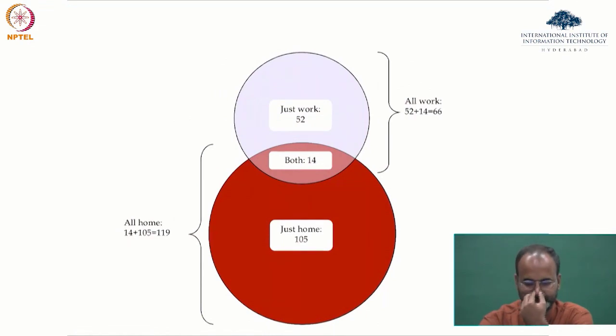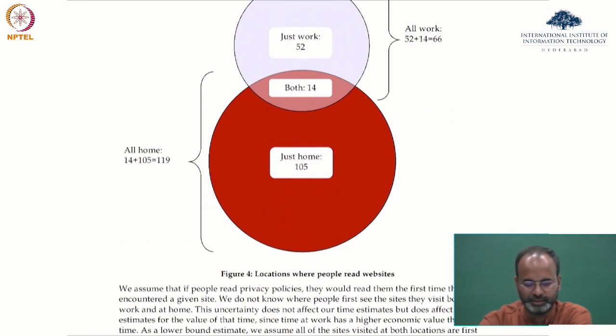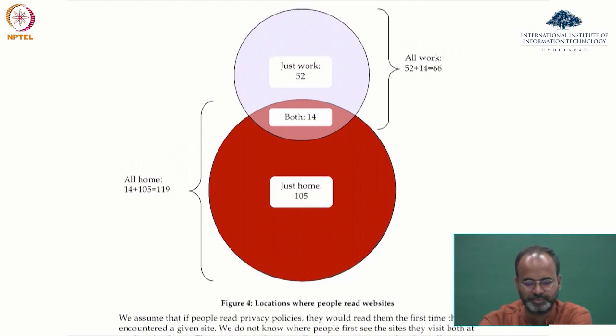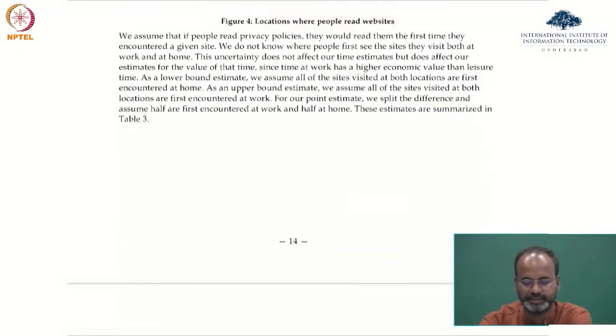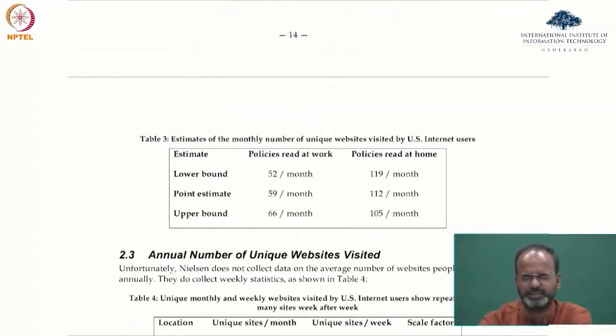So this is about the locations where people read privacy policies. Just at work is about 52. Work and home is about 66. And at home is about 119 web services. Again, all of this is just an estimate, right?